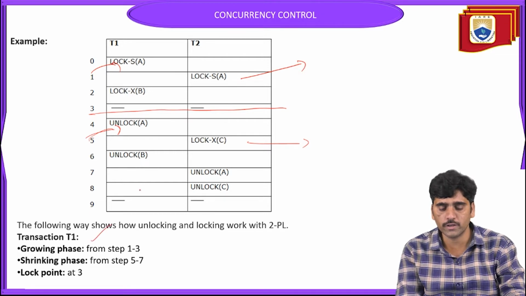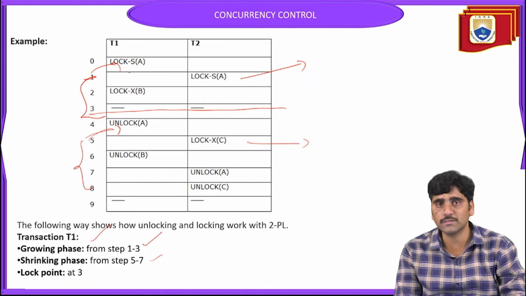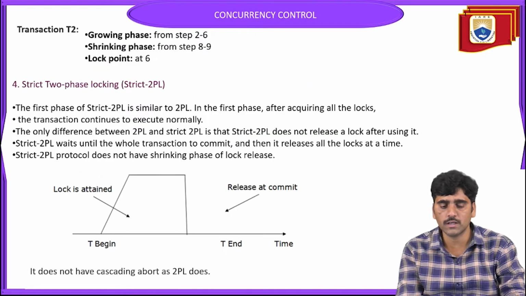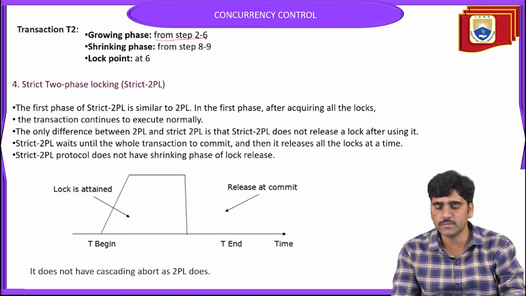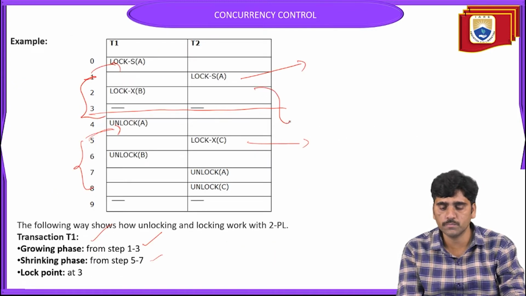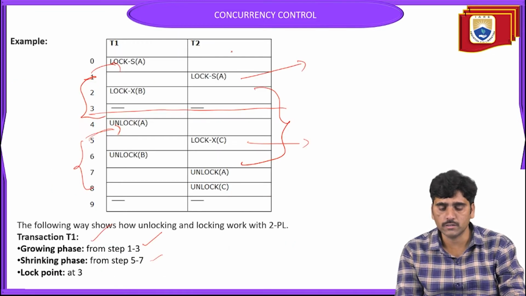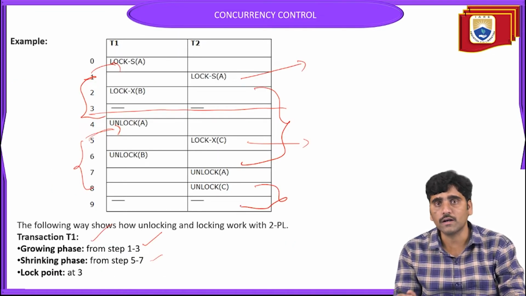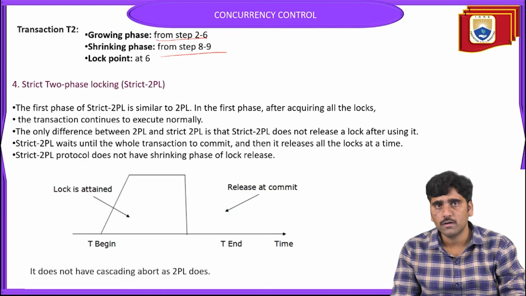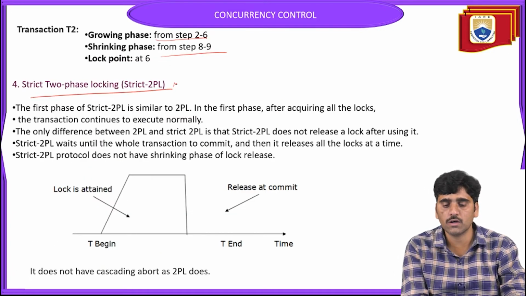The diagram shows the growing phase from step 1 to 3, and the shrinking phase from step 5 to 7. This is for transaction 1, and similarly you can see transaction 2, growing phase from step 2 to 6, and shrinking phase from step 8 to 9. Here are the unlocking and here the locking of the transactions. So this is the two-phase locking protocol, and next is the strict two-phase locking protocol.